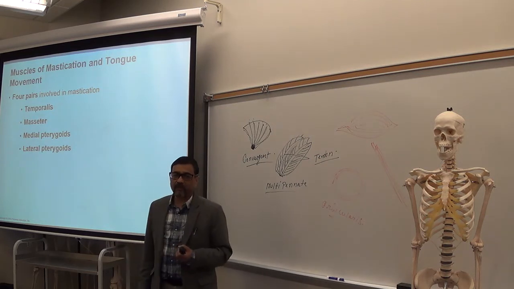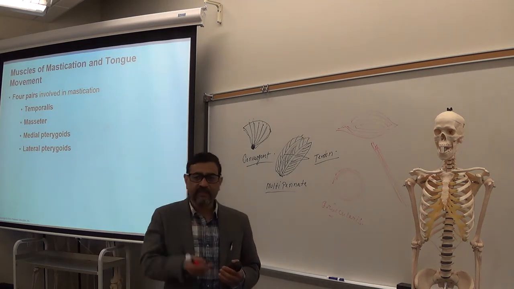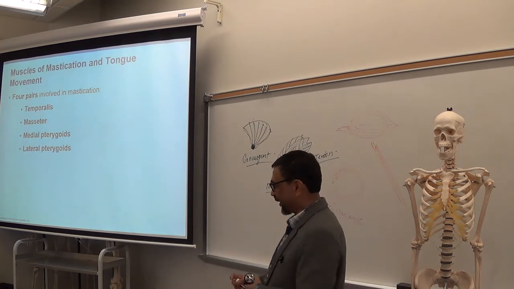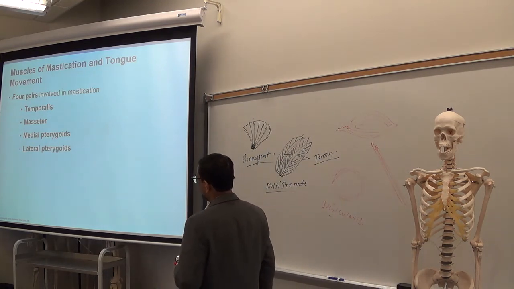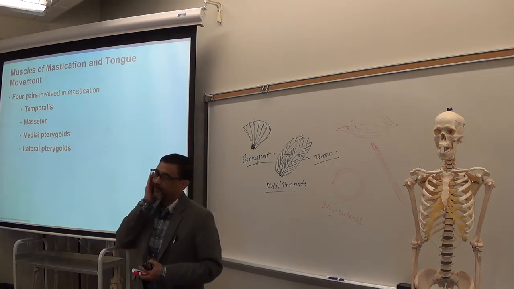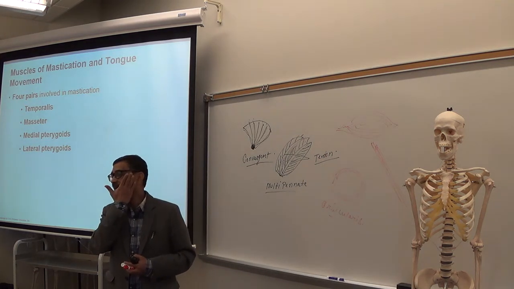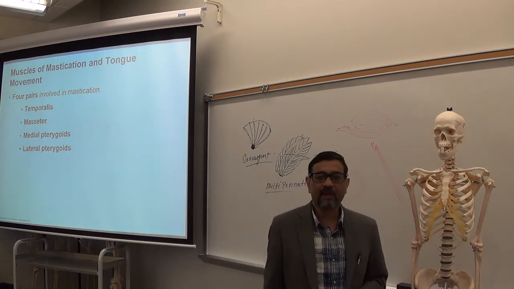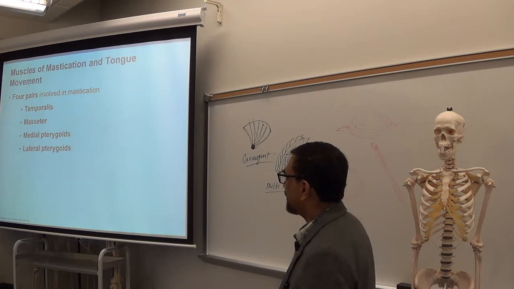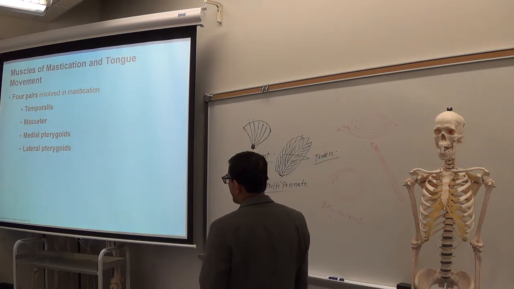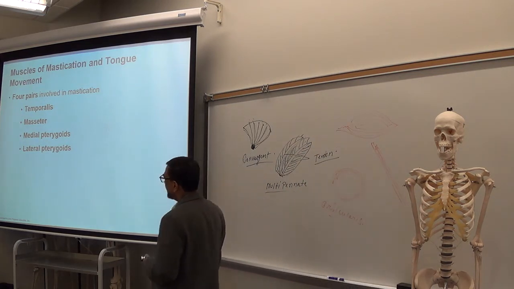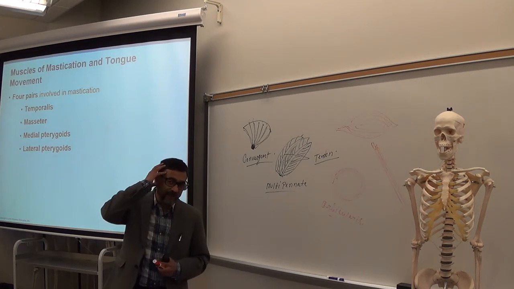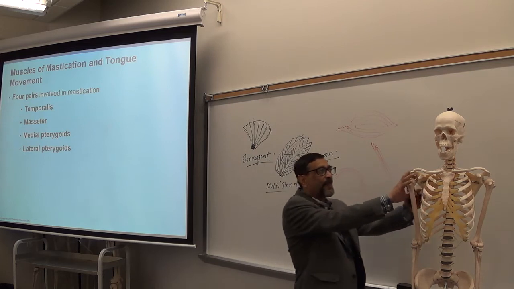Four muscles, or four pairs, four in each side of the face, belong to the muscles of mastication. So four in this side, four in this side. Which four muscles are the muscles of mastication? Temporalis, masseter, medial pterygoid, and lateral pterygoid. Temporalis is here, you know that, but look at this.